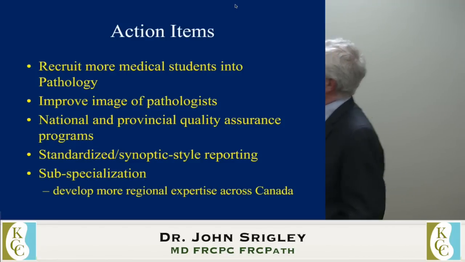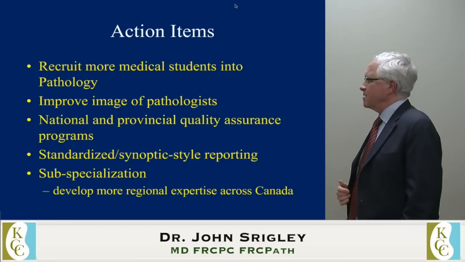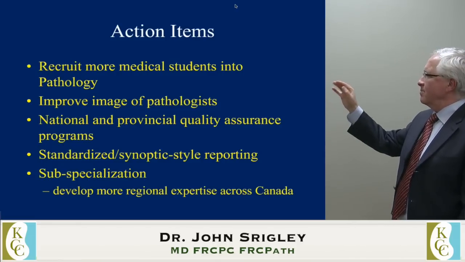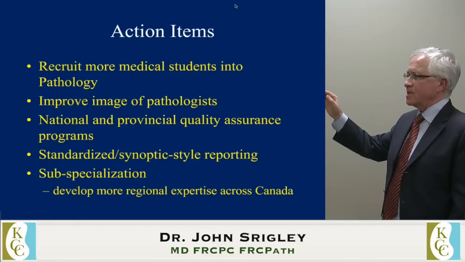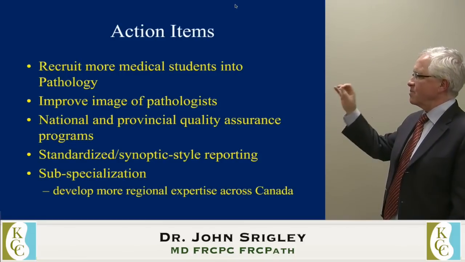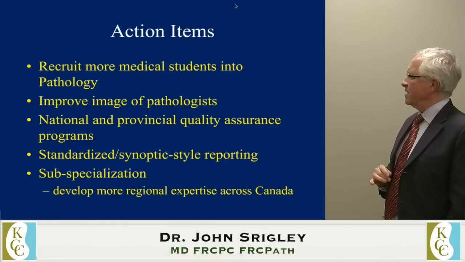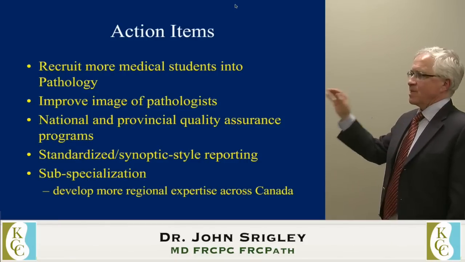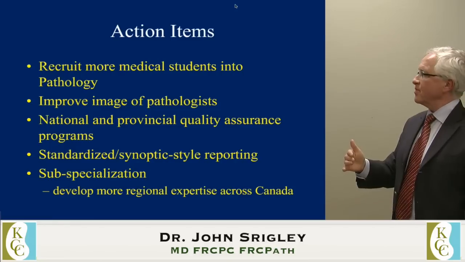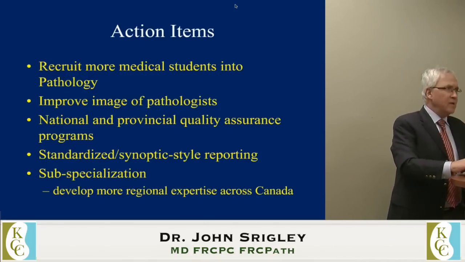We have to have better national and provincial quality assurance programs. We're actually working on that through Cancer Care Ontario as we speak. We've accomplished standardized synoptic style reporting in the province of Ontario, which is an amazing feat. Virtually all our cancer cases now are captured in a very standardized format based on the College of American Pathologists checklist. And I think we need more subspecialization as well, more people that have expertise in various areas like urological pathology and kidney cancer. So those are the action items.